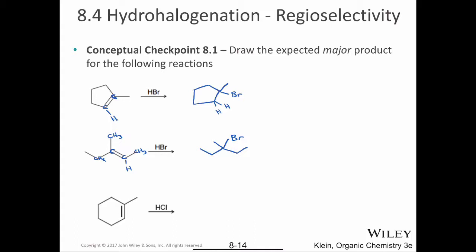And then finally, for the last one, the same thing applies. This is the only carbon that has a hydrogen attached. So again, the rich get richer. This carbon is the one that will take the extra hydrogen, and I end up with 1-chloro-1-methylcyclohexane. There we go. These are all Markovnikov addition, and sometimes I just abbreviate this as Mark addition. There we go.